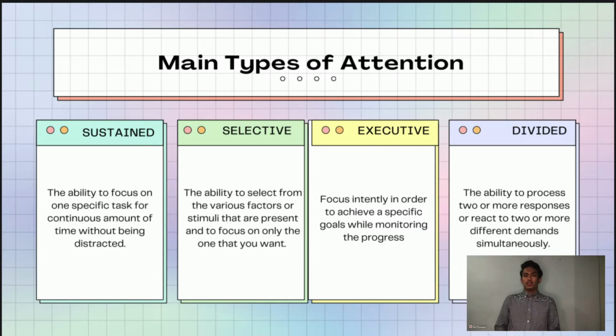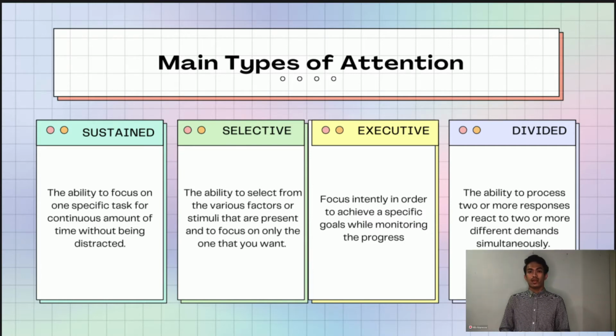Next is executive attention, which is to focus intently in order to achieve a specific goal while monitoring the progress. For example, doing last minute work, the goal is the due date, so you need to finish your work before you submit it to your lecturer. Lastly is divided attention, which is the ability to process 2 or more responses or react to 2 or more different demands simultaneously, such as doing your assignments while on the phone with your boyfriend or girlfriend.